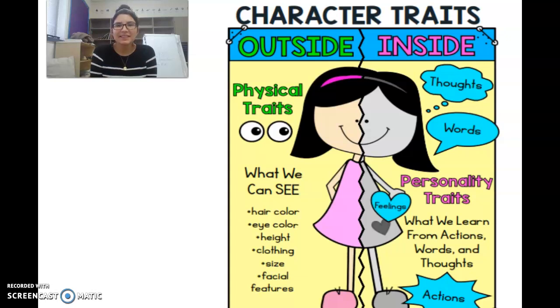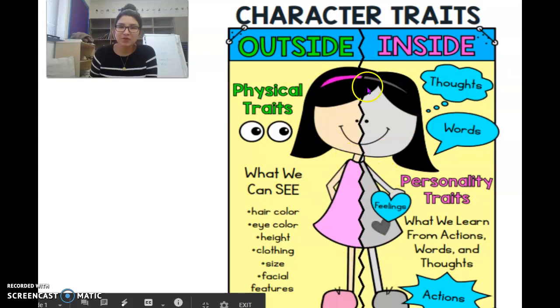Here for today's lesson, we are going to be learning about character traits. So before we go over character traits, let's talk about characters. Characters are the animals, people, or creatures in a story. Okay? So we are going to use this little girl. She's going to be our character, okay? She's a person. So we're going to talk about the outside character traits.